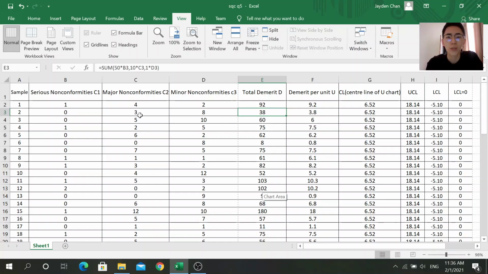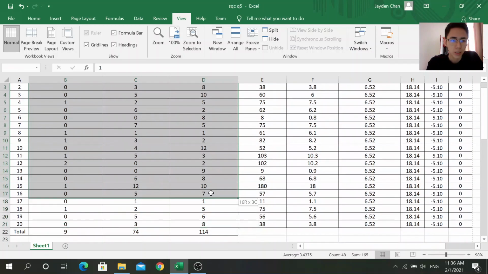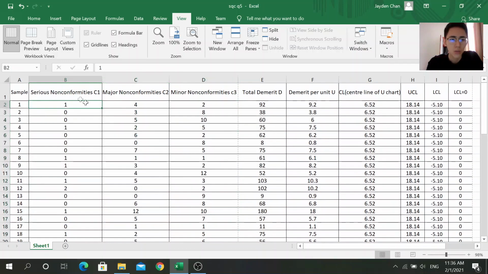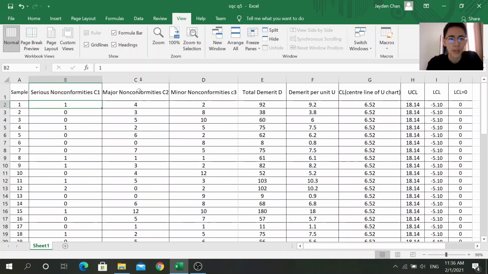Today I'm going to talk about question 5. So this is our question. I have already written down all the data here. There are 20 samples in this question, and each sample size is 10. The weight for the serious non-conformity C1 is 50, for the major non-conformities C2 is 10, and for the minor non-conformities C3 is 1.